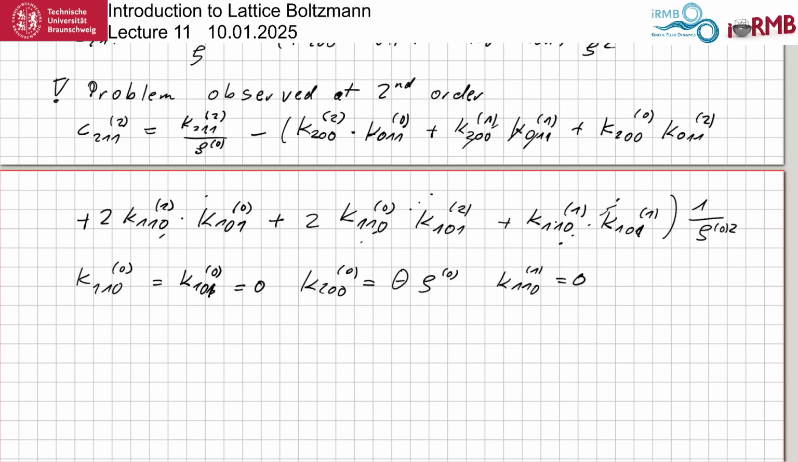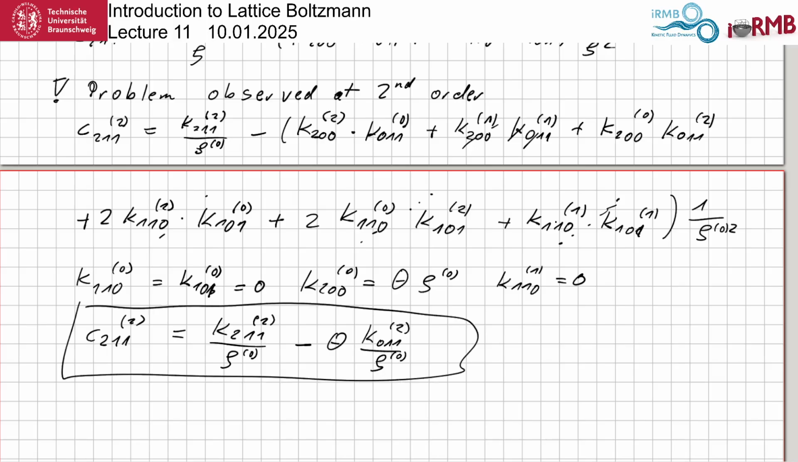So what we end up with is that C211 to second order is equal to K211 to second order, now normalized by rho 0, minus theta K011 to second order rho 0, which means, see, to second order, the cumulants give the same thing as the ad hoc solution that worked, right?